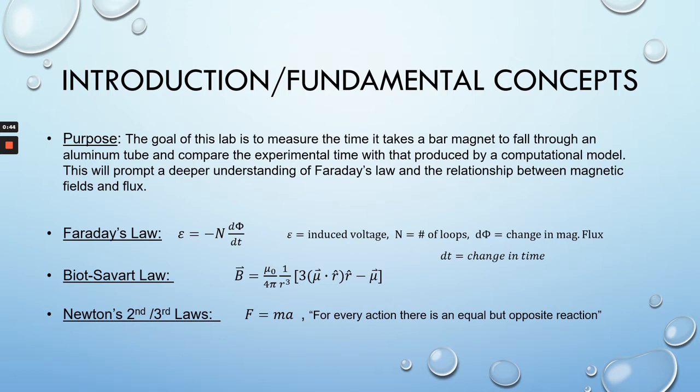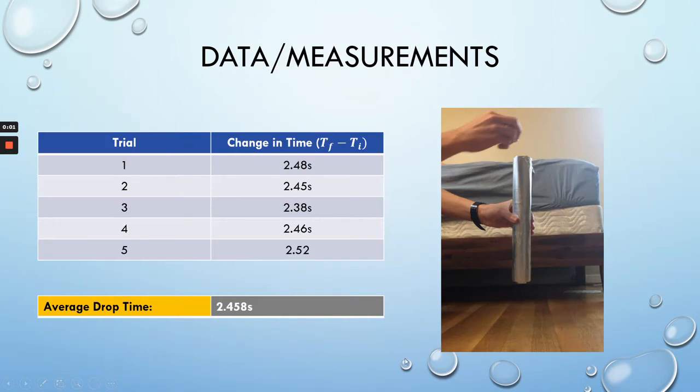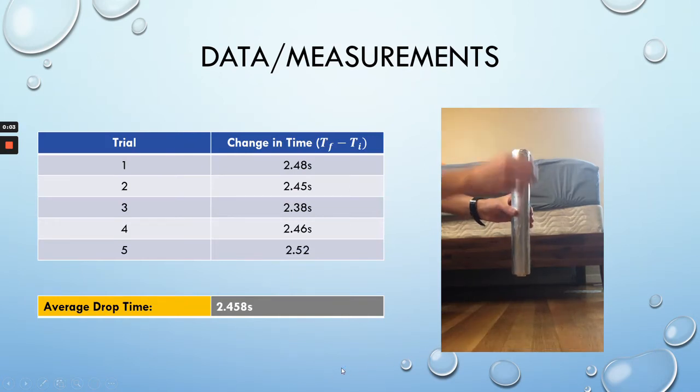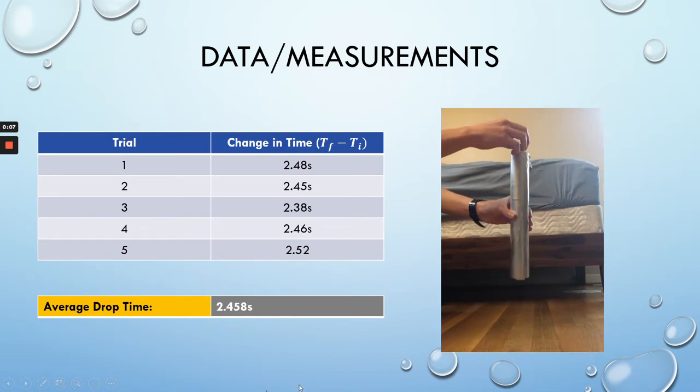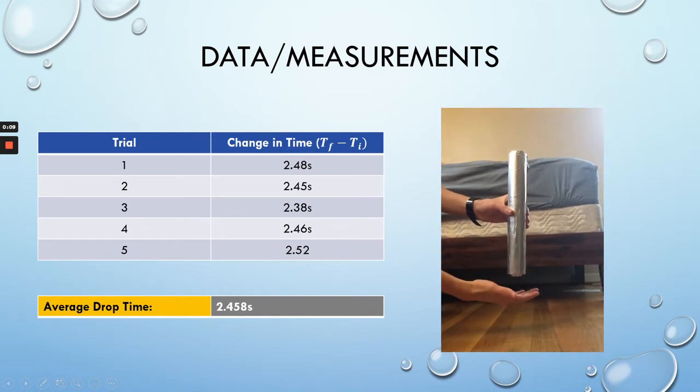I performed the magnet dropping procedure, as seen in the video on the right, 5 times and recorded the values in the table on the left. I found the average fall time to be 2.458 seconds.